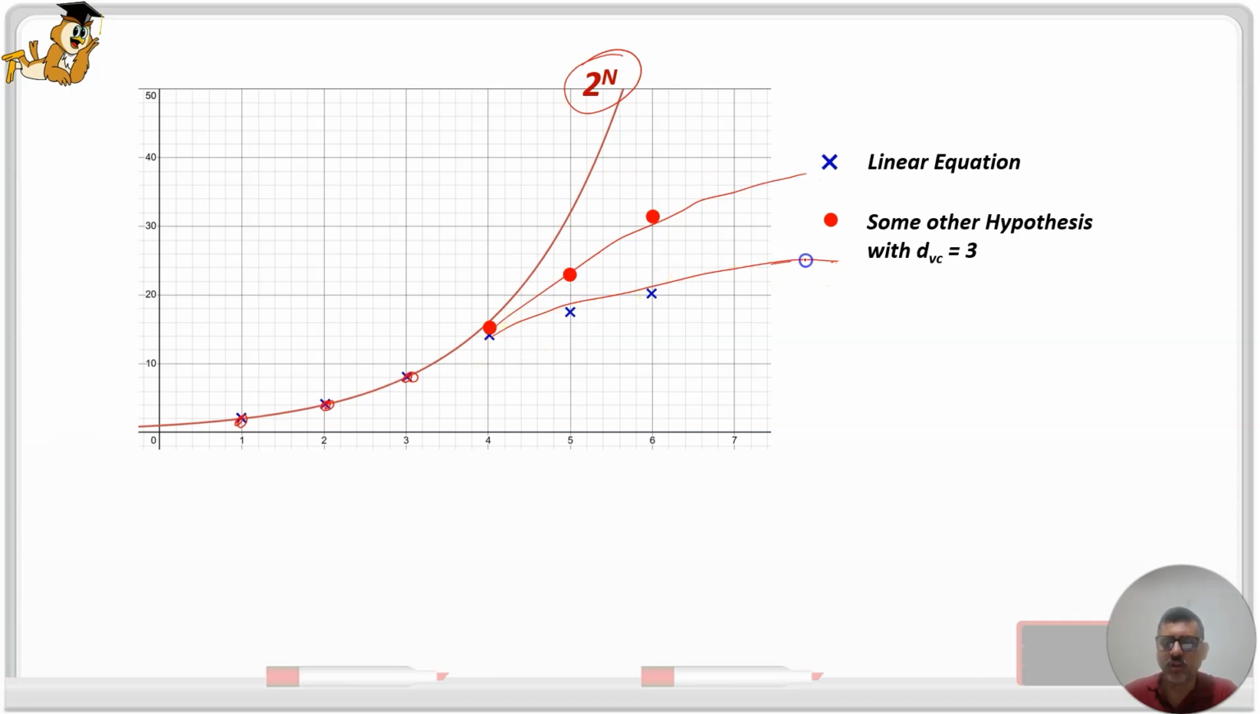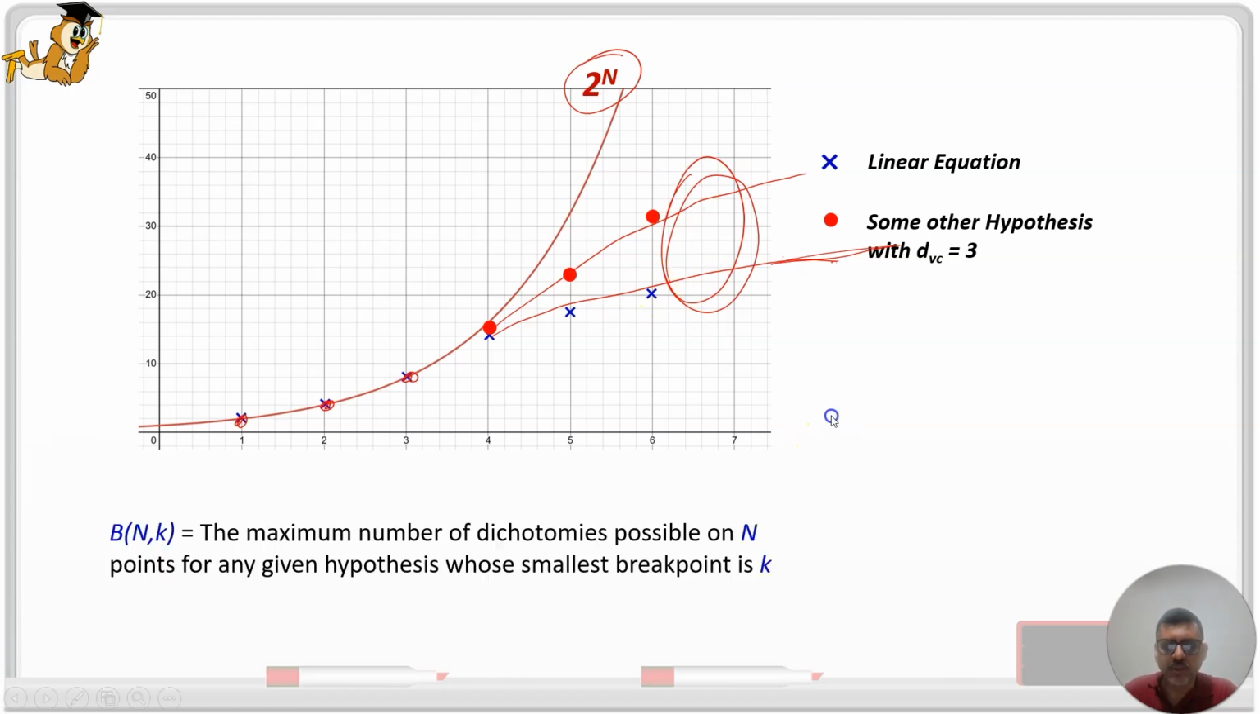It will not go down. Assume it's this way, right? So this is the behavior which we are interested in determining. Now, in order to do this, I want to define some terminology.